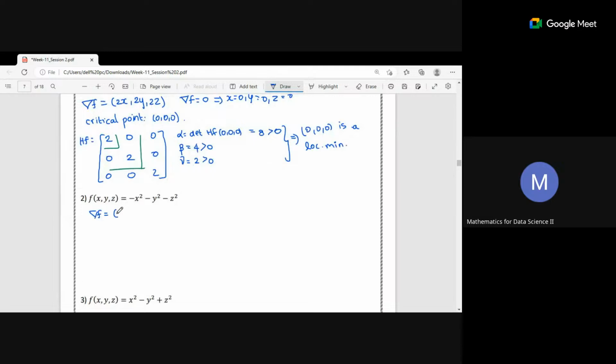Now here is another simple case. So this is your gradient function. What are all the critical points here again? (0, 0, 0). This is the only critical point for this function. Now for this function, what is your Hessian matrix? Minus 2, 0, 0, 0, minus 2, 0, 0, 0, minus 2. Correct?